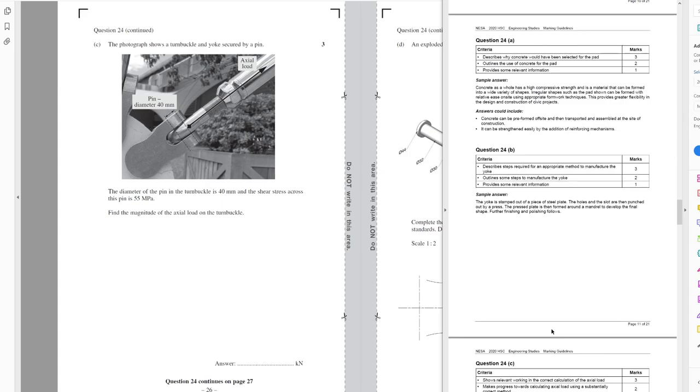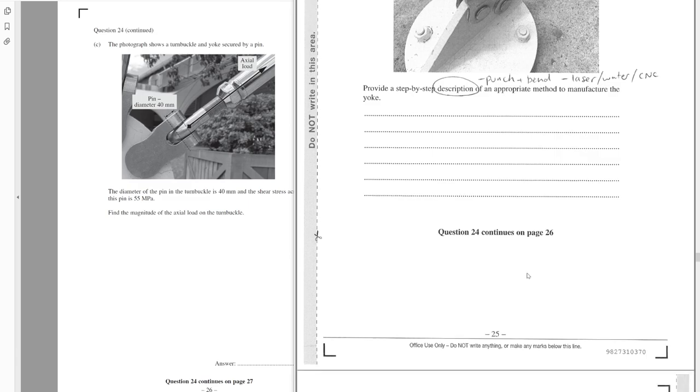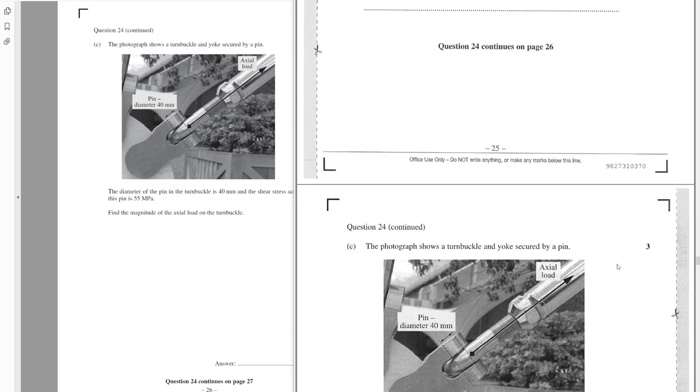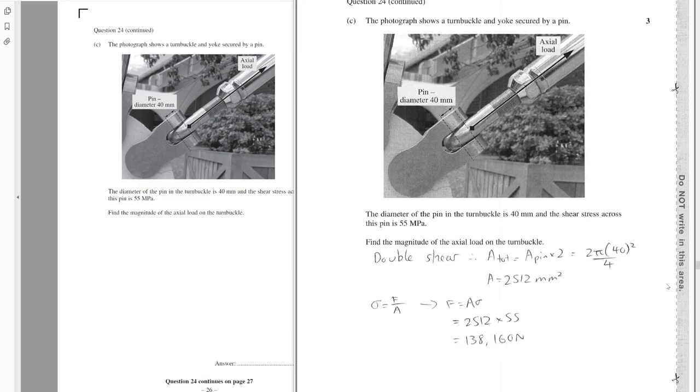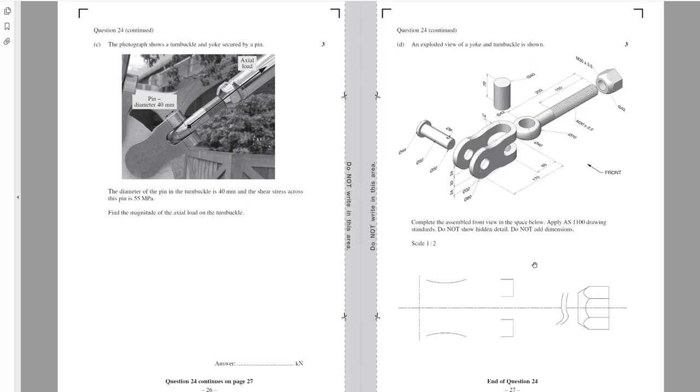That's their formula, but I went to the effort of writing the formula, I might as well show you how I write it. So double area: the area equals twice the pin, 2 pi 40 squared on 4 equals 2512. I don't like that we're doing this twice in the same question, I feel as though they're testing us twice on the same content, but if you know it, lucky, if you don't, unlucky.